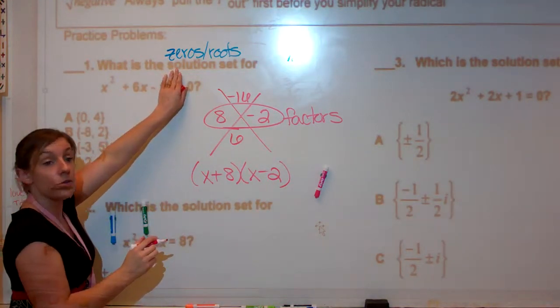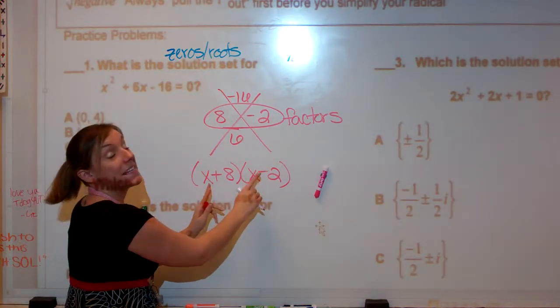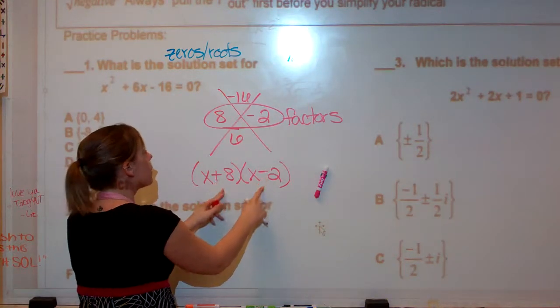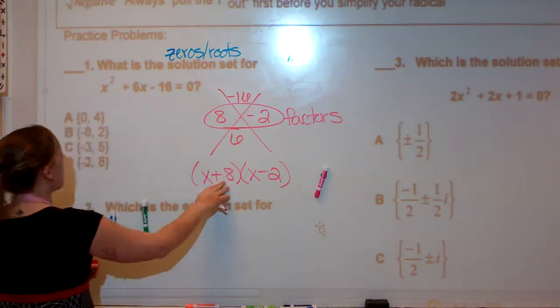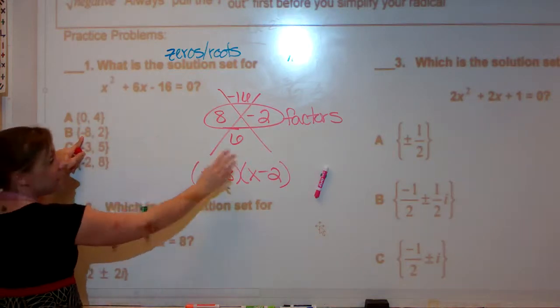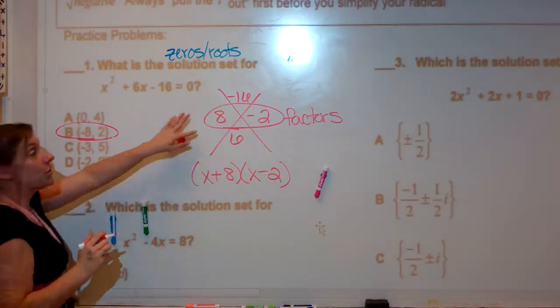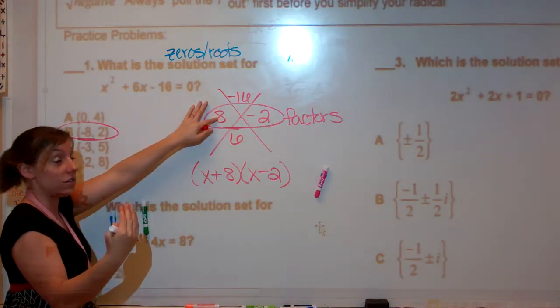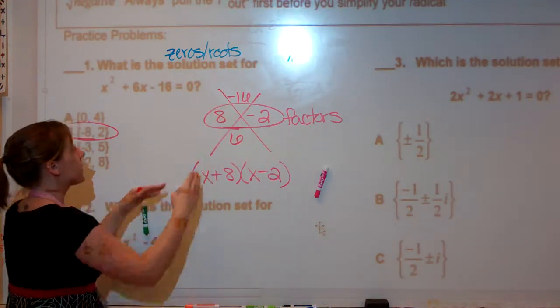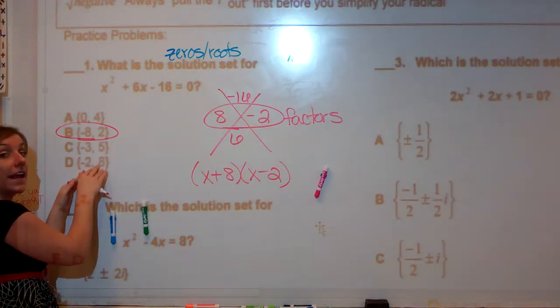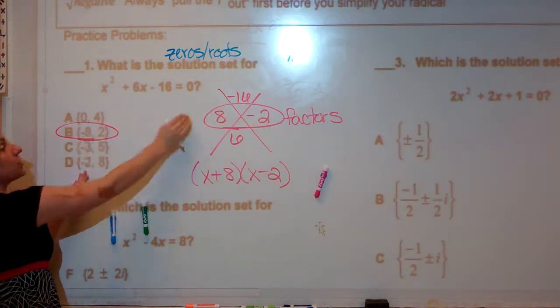So remember, solutions, zeros or roots, they are the opposite of these numbers. So since this is a positive 8, that means the solution is a negative 8. Since this is a minus 2, the solution is a negative 2. So don't accidentally take the factors and just put them straight into the answer. Factors and solutions are opposite.